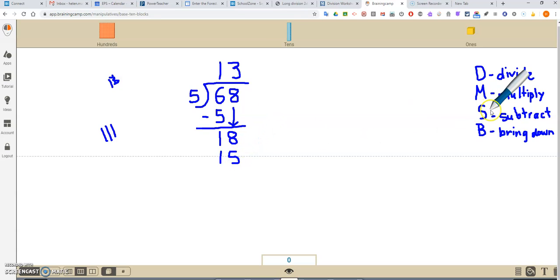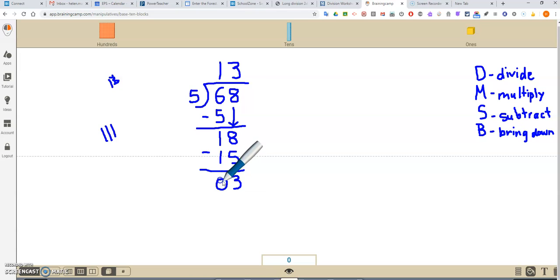Line up my numbers. Sister says subtract. Nice subtraction sign. Nice straight line. If you notice, everything is lined up. All my digits are lined up. And let's do the subtraction. 8 minus 5 is 3, and 1 minus 1 is 0.